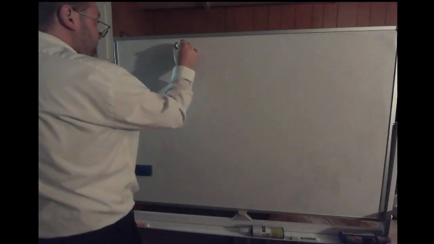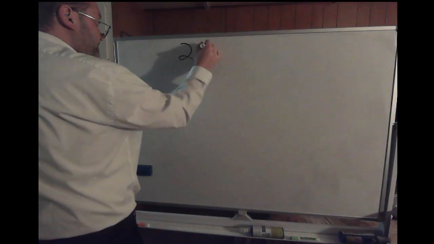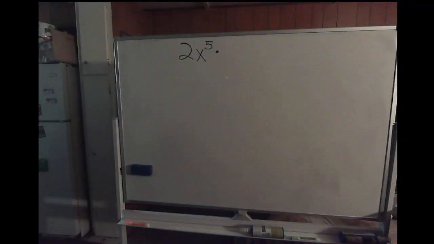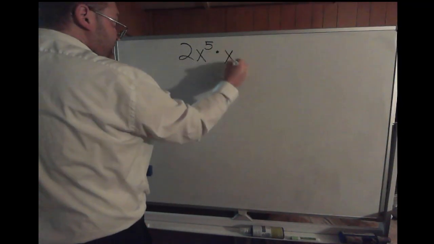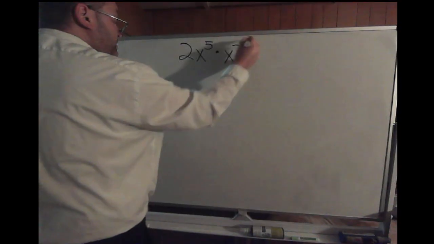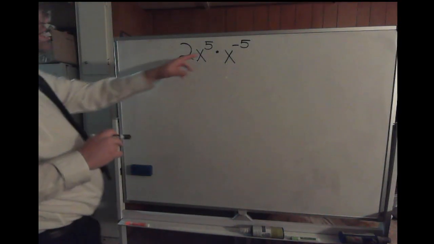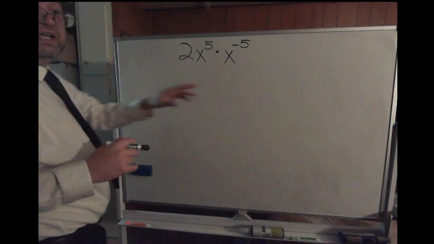Alright, what do we got here? 2x to the fifth times x to the negative fifth. This is a very good one. 2x to the fifth times x to the negative fifth.